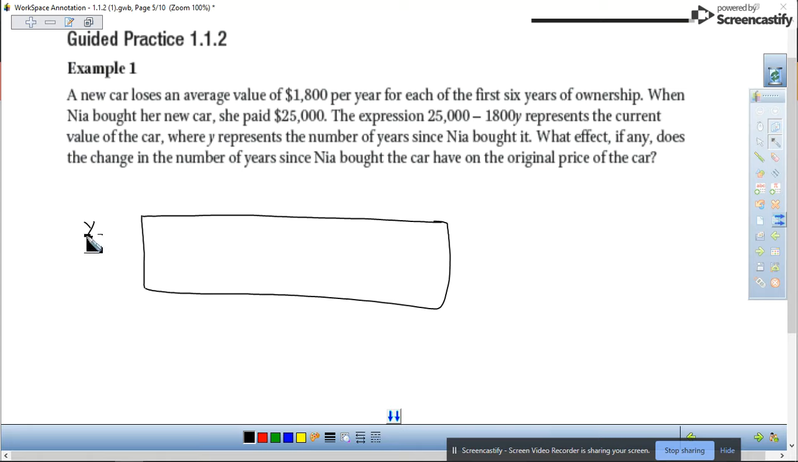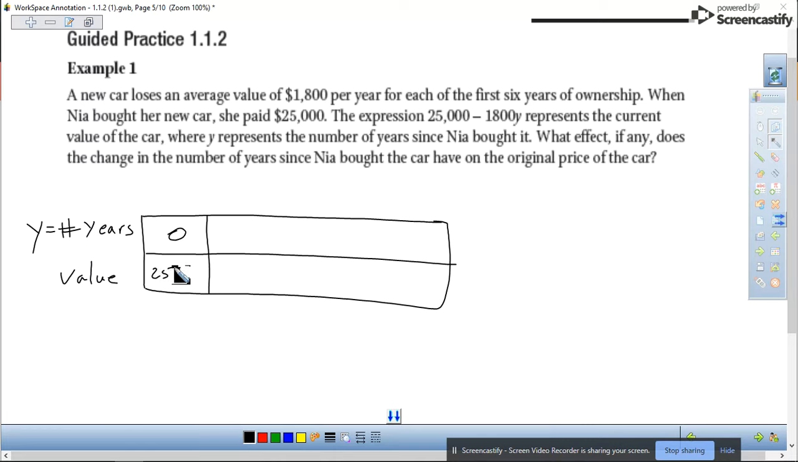We've got the number of years, which is also known as y. And then we have the value of the car. So if 0 years have passed, so in the beginning, initially, she had a $25,000 vehicle. After 1 year has passed, that vehicle is now worth $23,200.